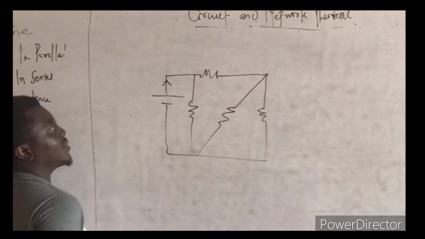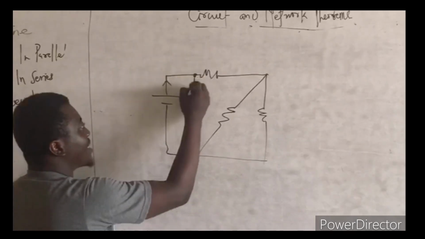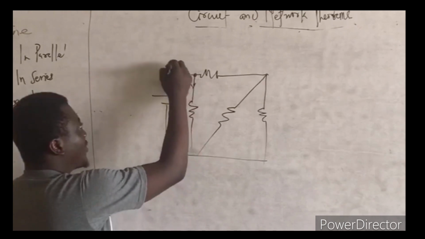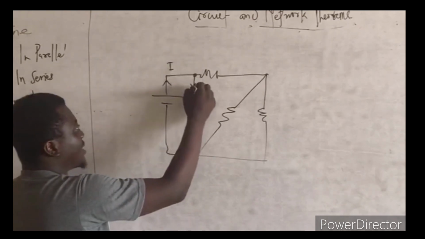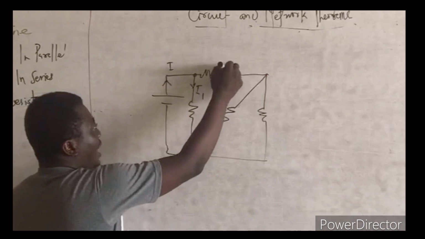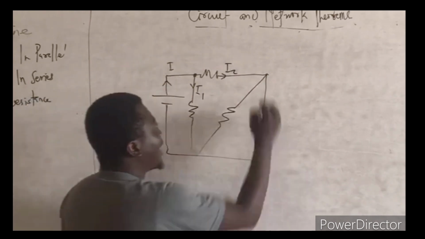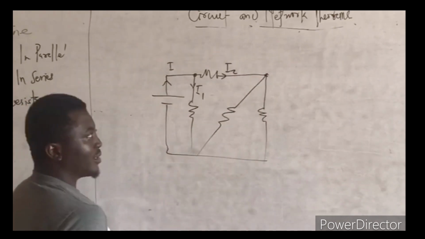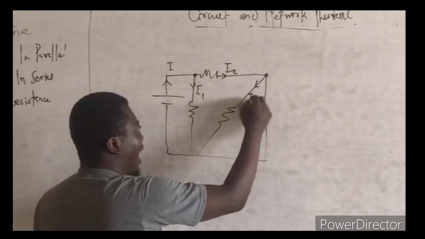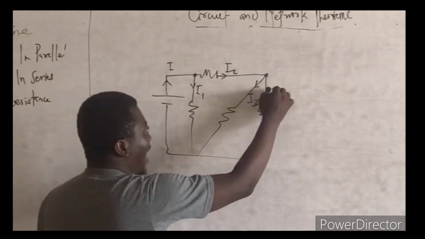So current will start moving from here. It will get here, it will split. So if it is I, it will split into I1 and I2. It will get here, another node. It will split into I3 and I4.